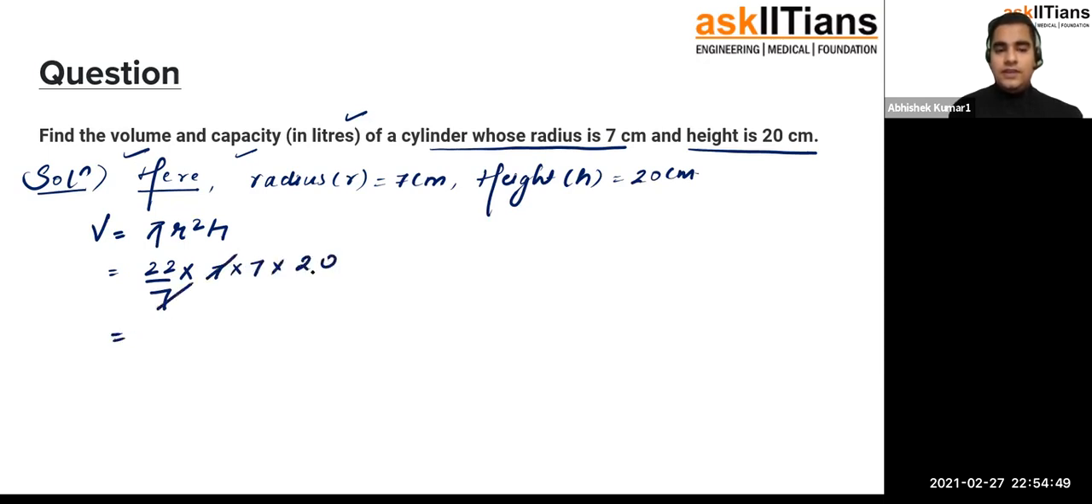So what will you get? You will get 2 into 22. That will be 440 into 7. If you multiply it further, you will get 7 into 0 is 7. 7 into 4 is 28. And 7 into 4 is 28 plus 2, that is 30. So you are going to get 3080 centimeter cube.